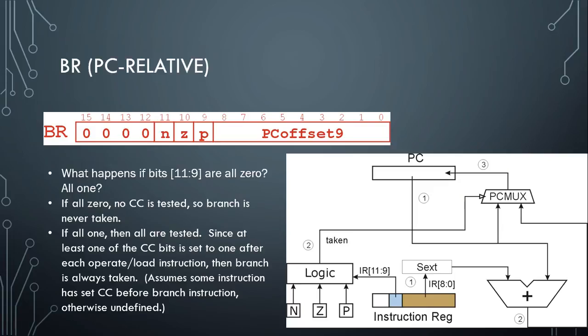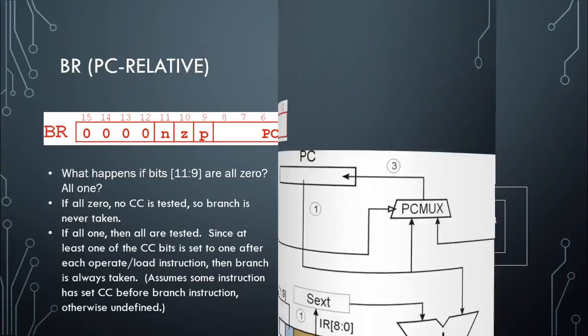Since at least one of the CC bits is set to 1 after each operate or load instruction, the branch is always taken. And assume some instruction has set CC before the branch instruction, otherwise undefined. So it's kind of similar to what we've seen with AND and OR gates. If everything is false, if everything's zeros, it just cuts right out there. If everything's 1, it's going to go through each of those conditions.